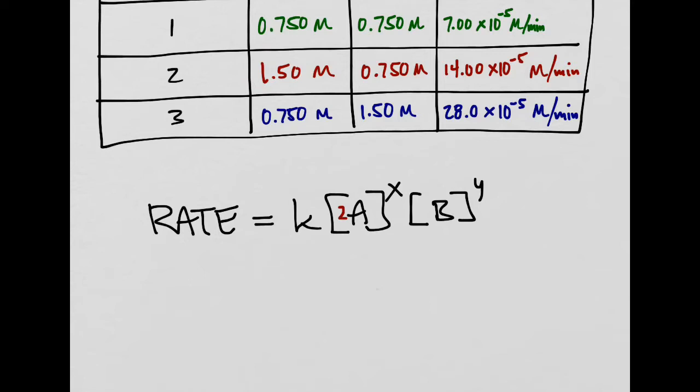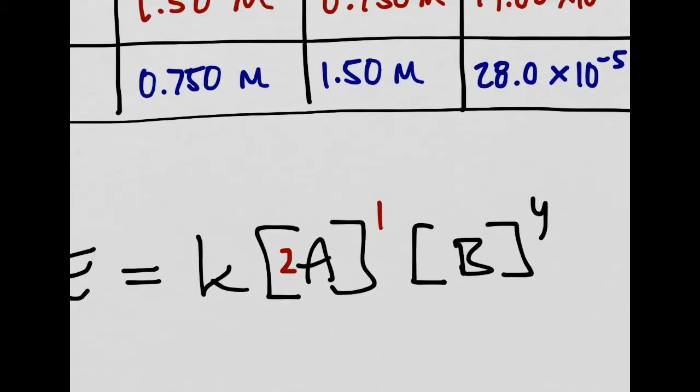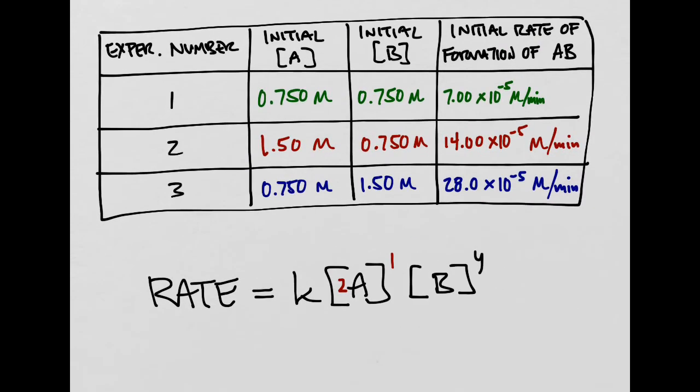Well, what does 2 have to be raised to in order for the rate to double? I think you all understand that the only way you could make it double the rate is if 2 is raised to the power of 1. So in fact, I can go ahead and erase this x here, and in its place I can put a number 1. Let's just go over that again.